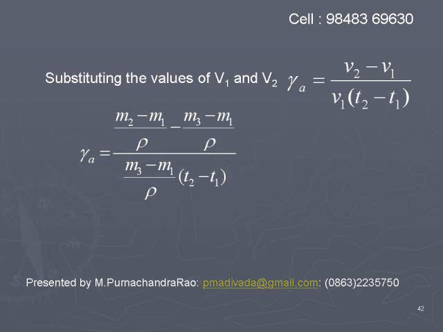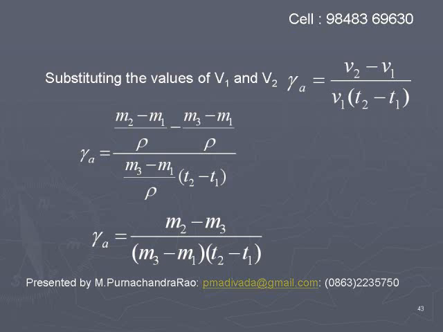Rho gets cancelled and in the numerator on simplification we get m2 minus m3, and in the denominator we get m3 minus m1 into T2 minus T1. Hence, the relation for gamma A is m2 minus m3 divided by m3 minus m1 into T2 minus T1.